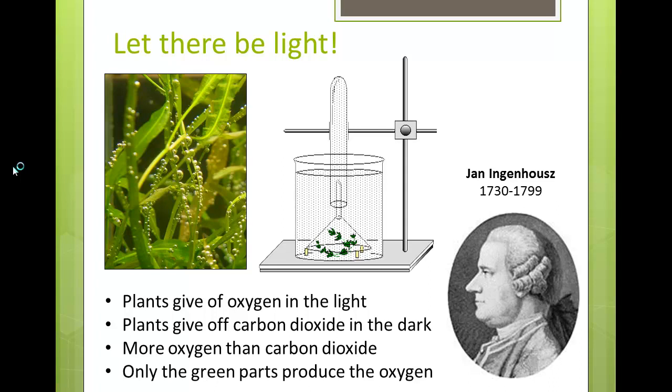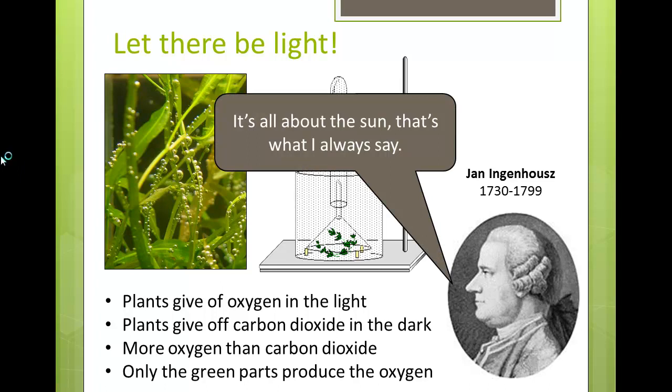And like I said before, only the green parts were making the oxygen, but all the parts, including the roots and the non-green parts, would produce the carbon dioxide. So he realized that plants do fix the air, they produce oxygen, but they can also produce carbon dioxide, so they can injure the air just like the animals do under certain circumstances. So there we go. We now know that light is really important, we know that green is important. What's going to happen next?